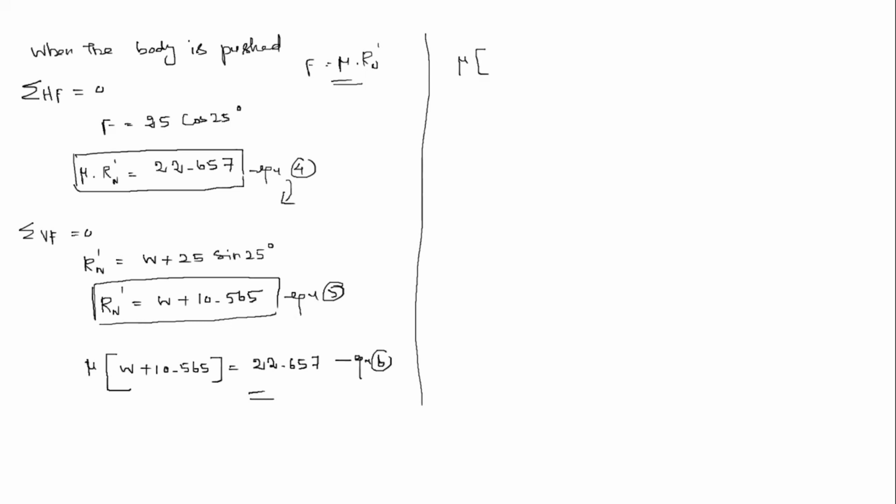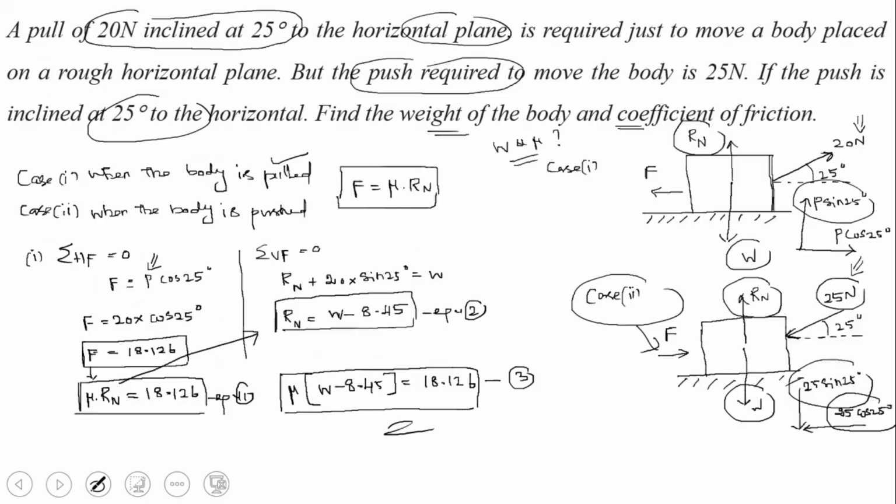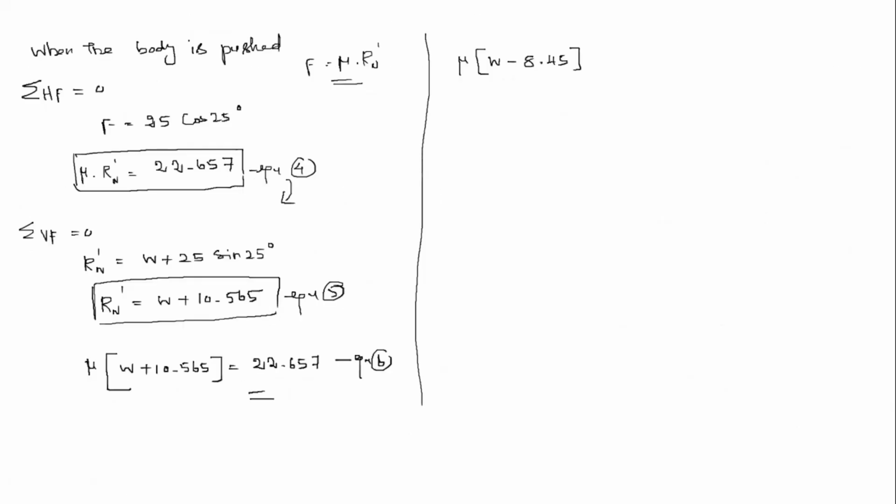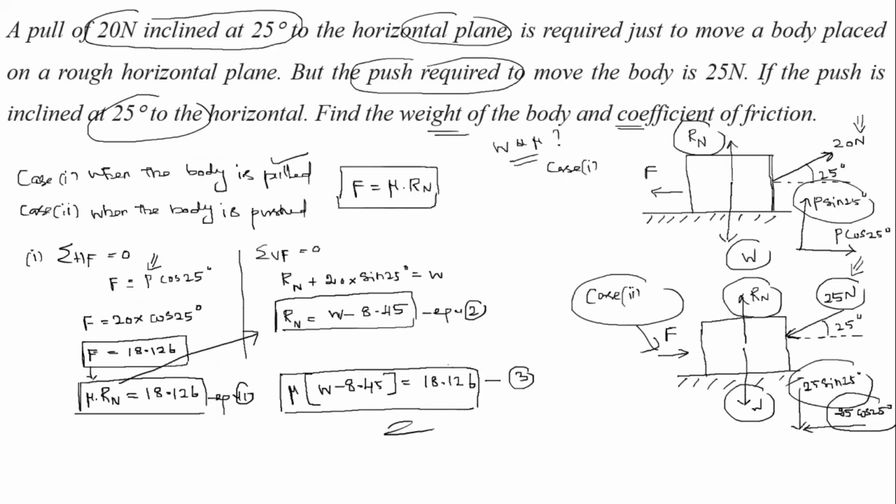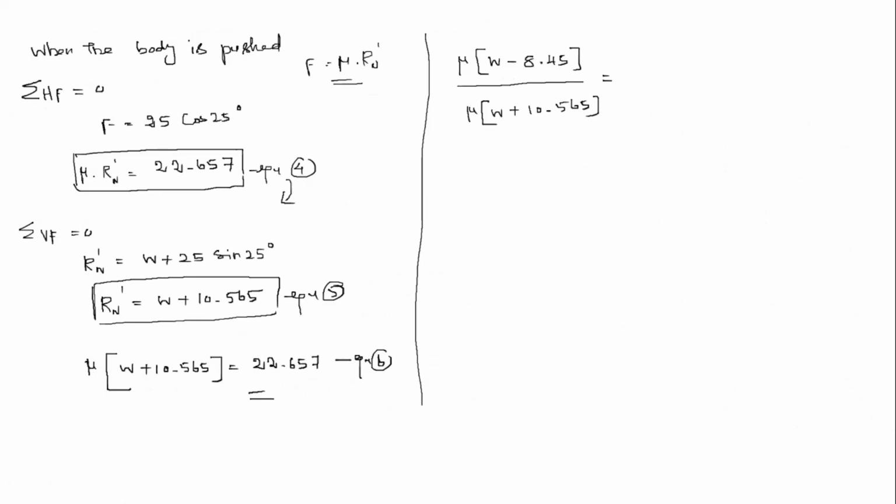Mu into W minus 8.45 divided by mu into W plus 10.565, which is equal to, what is the value here? 18.126. So, 18.126 divided by this value, 22.657, right.